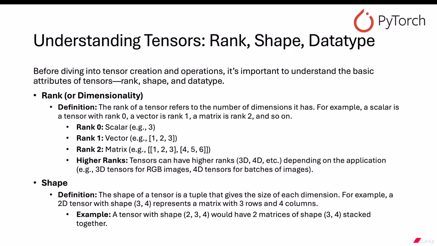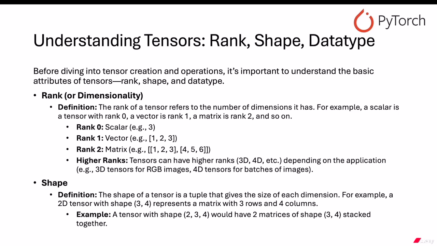So here is an example. Rank 0 is a scalar, which is 3. Rank 1, which is a vector, which is an array of 1, 2, 3. And rank 2, which is a matrix, for example, an array of arrays: 1, 2, 3, and 4, 5, 6. Higher ranks: tensors can have higher ranks, which is 3D, 4D, etc., depending on the application. Example, 3D tensors for RGB images, 4D tensors for batches of images.